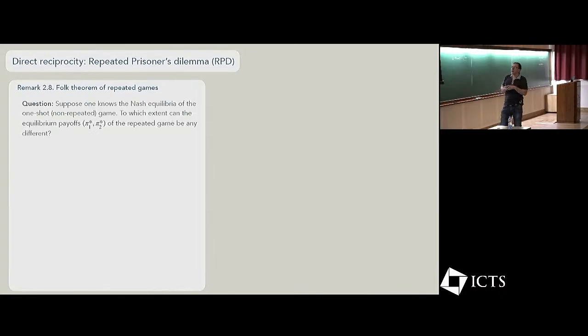So suppose I already know what happens in a one-shot game. For example, in our case with the prisoner's dilemma, we know that the only thing that can happen is mutual defection. Then the question is, if you repeat it now according to the setup, is it ever the case that you can get anything else? So that's the baseline question that you ask here with the folk theorem. All right, so let's think about this question for a second.